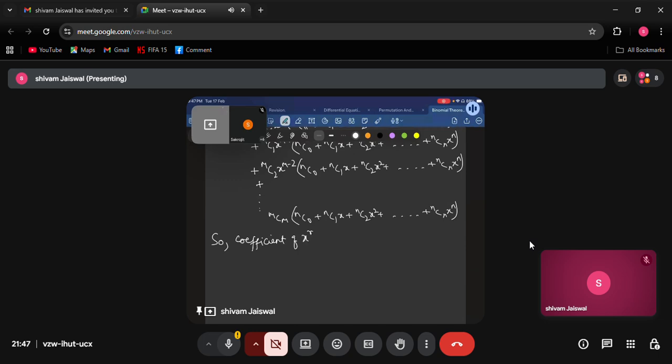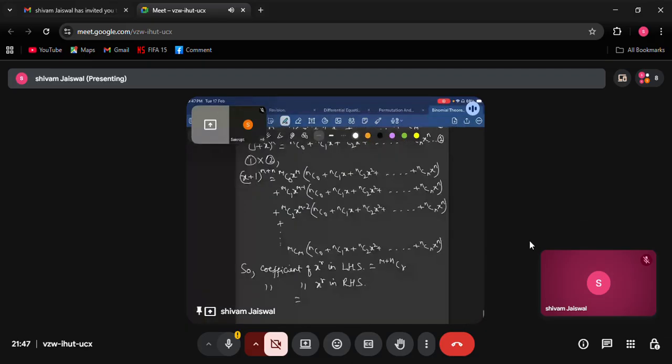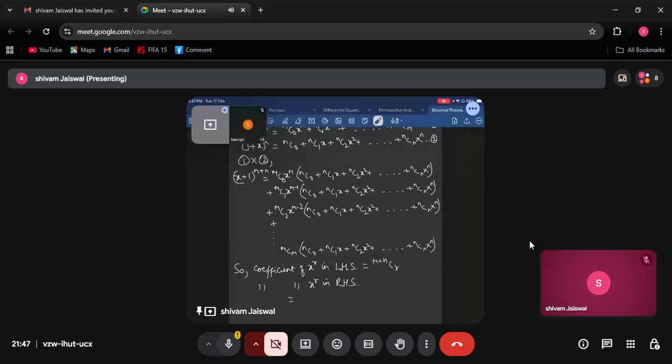And what is the coefficient of x to the power r on the RHS, the right hand side? Let us start spotting the coefficient of x to the power r. I start from the end. If I want to find the coefficient of x to the power r, in the brackets, what is the coefficient of x to the power r?